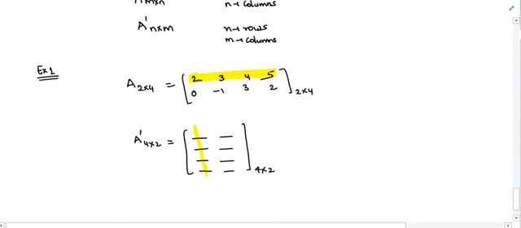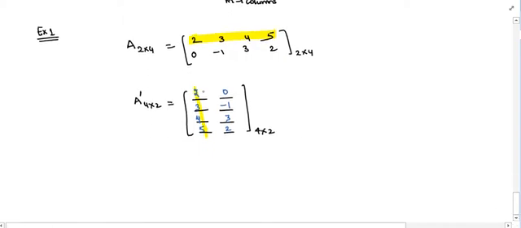So the numbers are 2, 3, 4, 5. Write it here, 2, 3, 4, 5. So basically what happened? The row becomes the column. Same for the second one: 0, minus 1, 3 and 2. Easy? Okay.